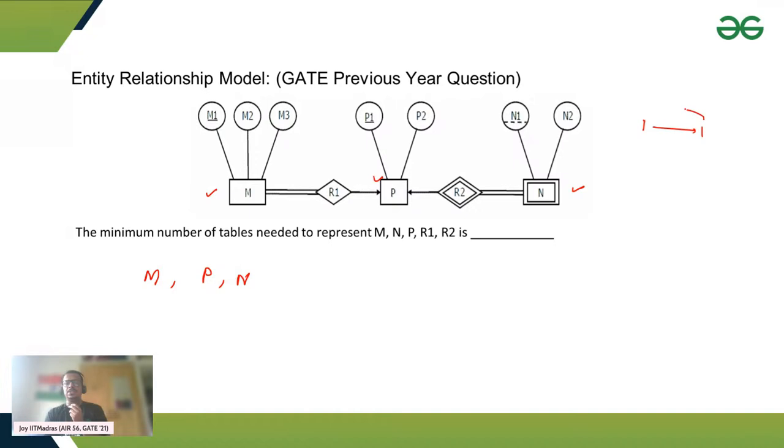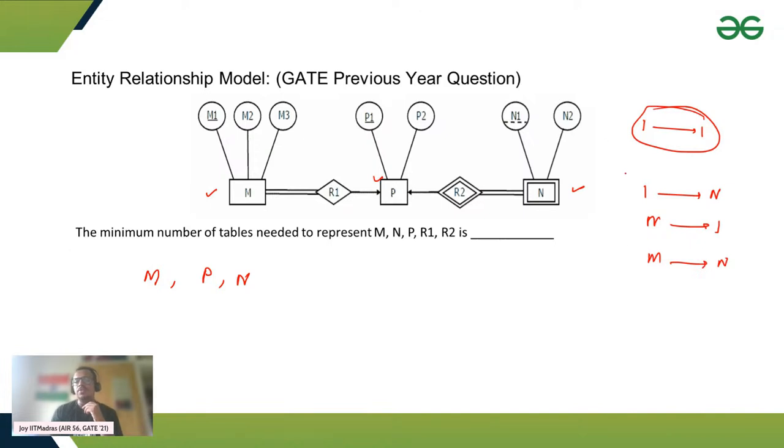So if this is true throughout the table or throughout the data set, then we can basically merge them. But whenever the scenario comes where we have one to many, or many to one, or maybe many to many, in these cases we need to have different tables.